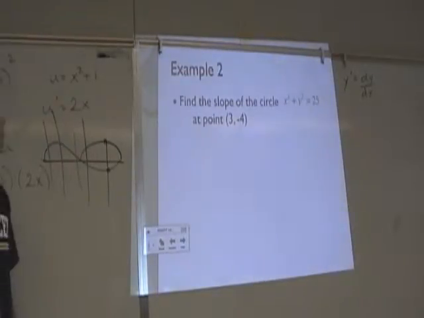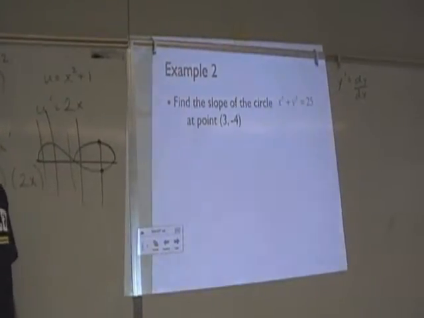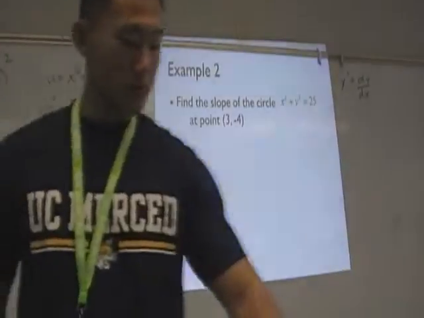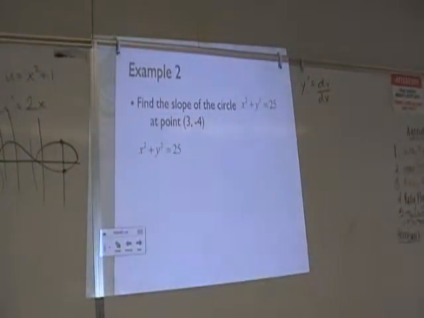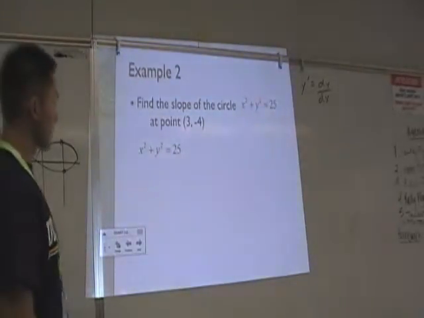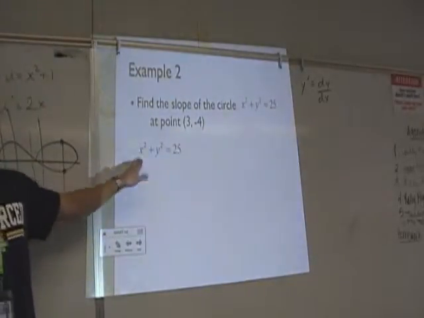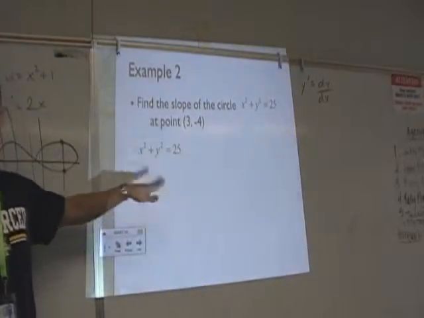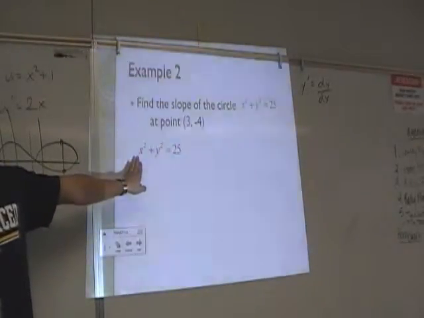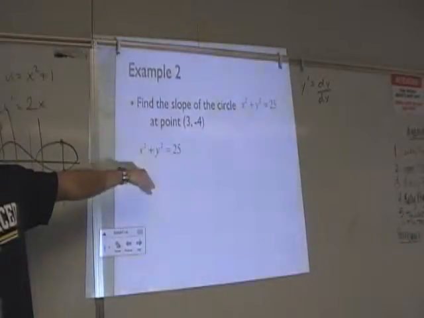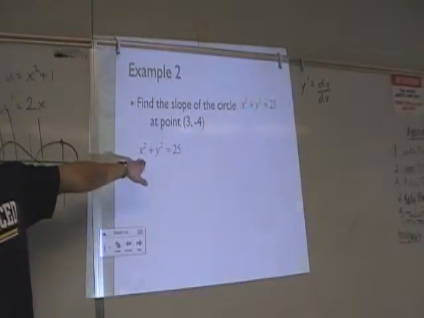Alright. So here's the equation of a circle: x squared plus y squared equals 25. To find the slope of something, what do we do? Find the derivative. Good. So let's take the derivative of this. We're just going to take the derivative of everything. What's the derivative of x squared? Derivative of x squared is 2x. Good.